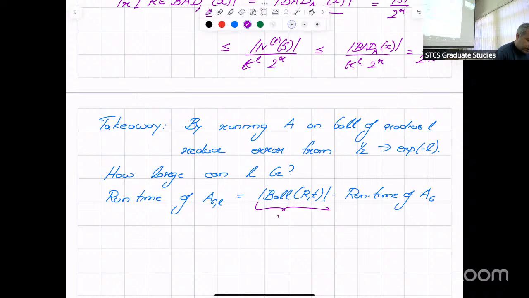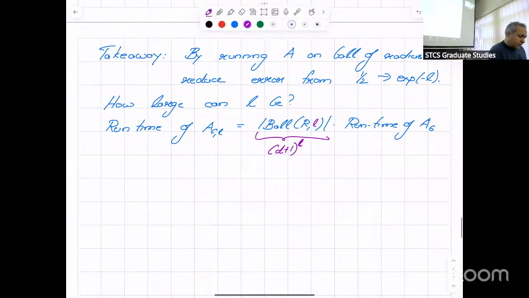is at least (d plus 1) to the power L. That's the size of the ball. Therefore, you want this to be polynomial. So choose L to be order log n.